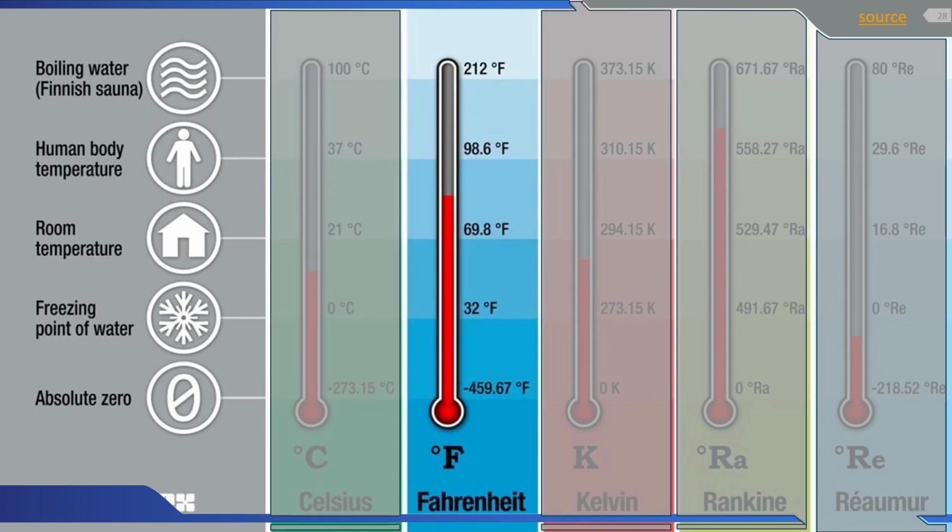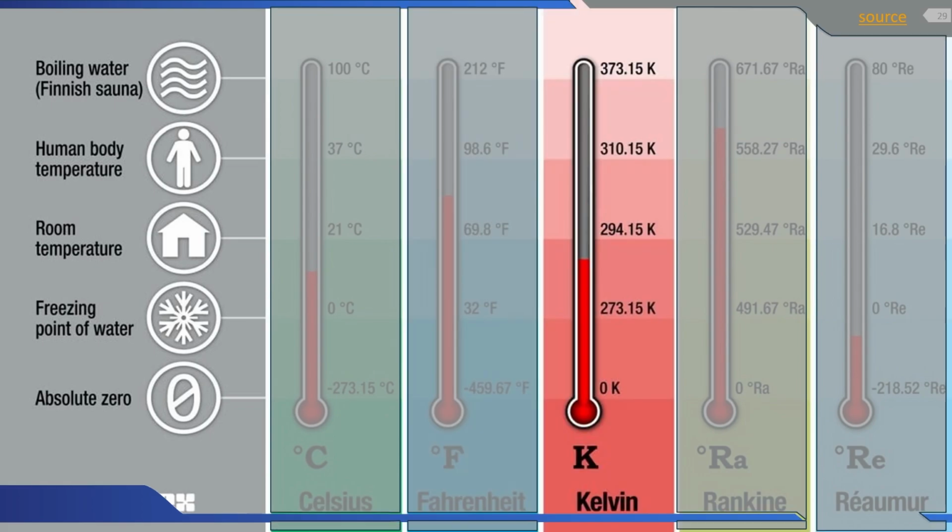Whereas in the Fahrenheit scale, water boils at 212 Fahrenheit and freezes at 32 Fahrenheit, and the human body temperature is around 98 Fahrenheit, and absolute zero in Fahrenheit is minus 459.67 Fahrenheit. The Kelvin scale is crucial in scientific fields.